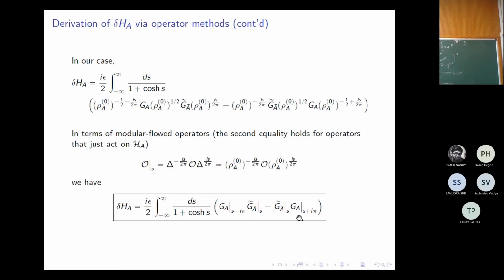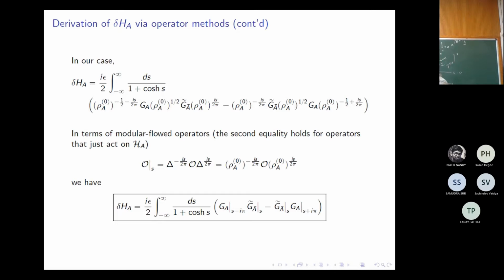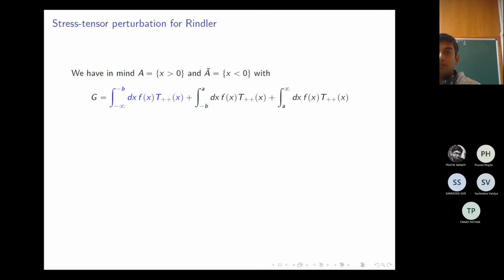So what I have to do, I have to identify what is GA, what is GA bar tilde, which is the modular conjugated GA. I have to flow them up to some S. Some S could be imaginary, and then I have to integrate over S with that 1 over 1 plus cosh S factor. And I would now like to very quickly redo the stress tensor perturbation case using this formula. But actually, I will also skip something because of time and because we'll anyway do it properly in a moment.